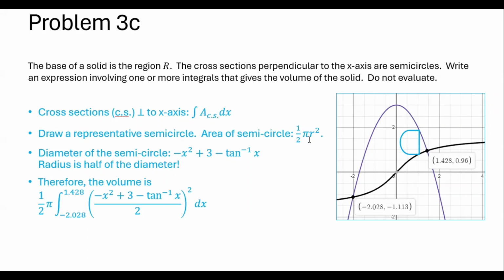It's half pi. This is our constant, so I pulled it out. Integral, the limits are the same, start and stop. Okay, the minus 2.028, 1.428. And then we need the r squared, which we said was this guy over 2 squared, and then dx. That's just pretty easy if we know how to think these through.